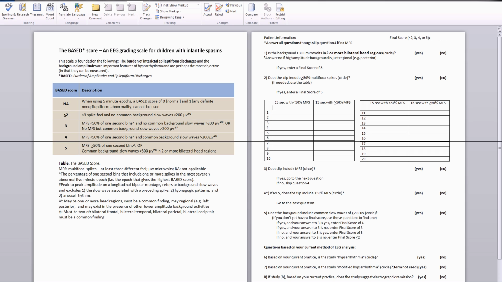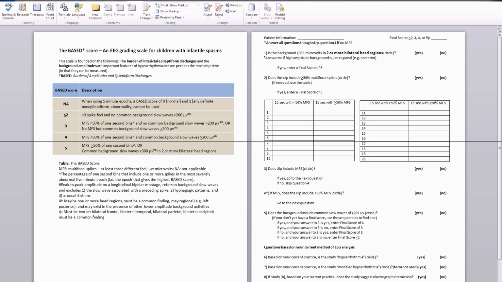For example, spikes can be manually counted, and spectral analysis with digital EEG allows for the measurement of background slow wave amplitudes. BASE is an acronym that stands for Burden of Amplitudes and Epileptiform Discharges. Here on the left you see the BASE score in table format. A score of less than or equal to 2 is least severe and a score of 5 is most severe.